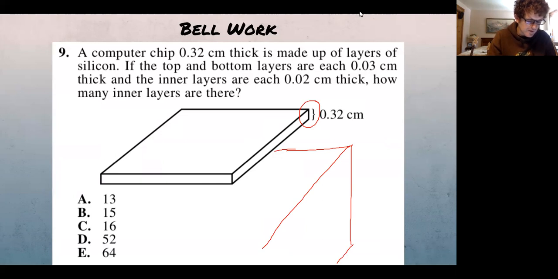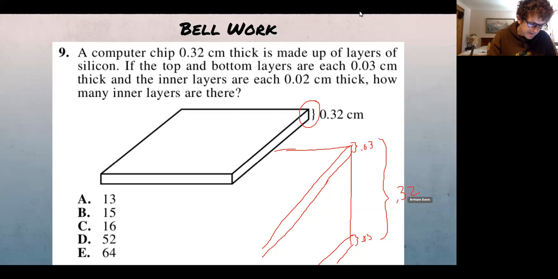All right, so what we need to understand is that it's a bunch of layers. So I've got an upper layer, which is 0.03 in thickness. I've got, maybe I'll extend this the whole way, and then I've got a bottom layer, which is 0.03 in thickness. The entire width of this is 0.32, which means I need to figure out how much is left in the middle. So if I do the 0.32 and then I subtract 0.03 and subtract another 0.03, I get 0.26.